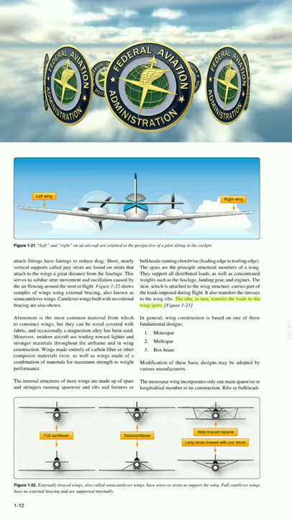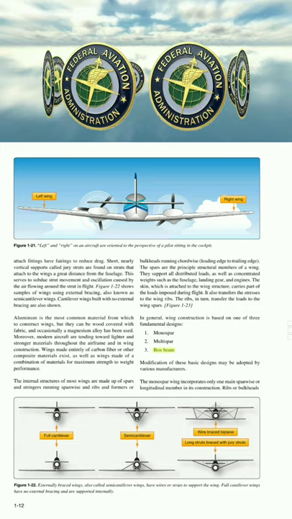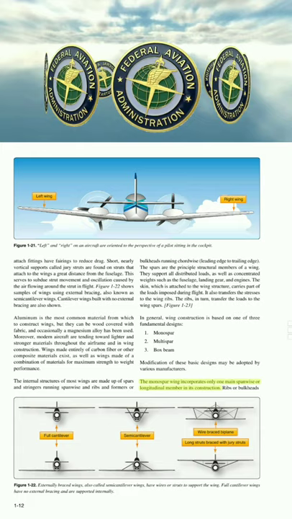Figure 123. In general, wing construction is based on one of three fundamental designs: 1. Monospar, 2. Multispar, 3. Box beam. Modification of these basic designs may be adopted by various manufacturers. The monospar wing incorporates only one main spanwise or longitudinal member in its construction.